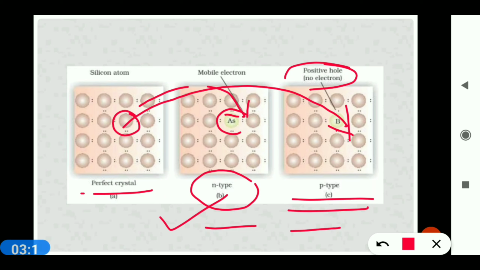Next we will start another chapter of physical chemistry, that is solutions.